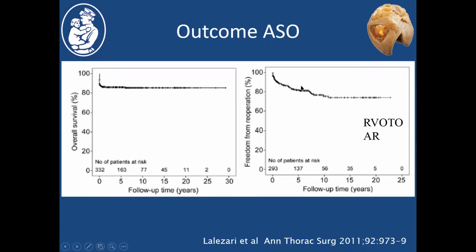This is freedom from reoperation, and also at 15 years, we see about 75% freedom from reoperation. Not so different from what we saw in the other series. Most of the reops here were for right ventricular outflow tract obstruction, with some for aortic insufficiency.